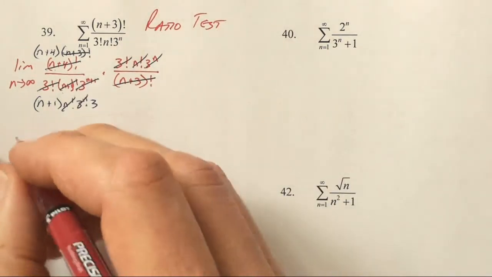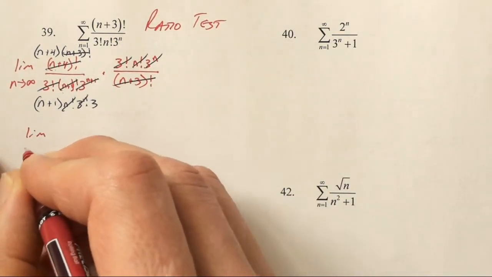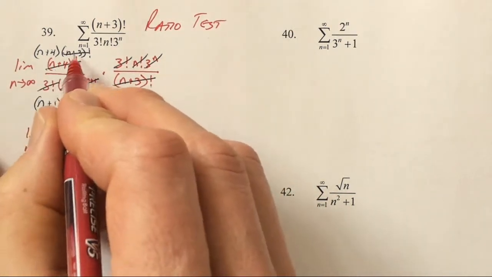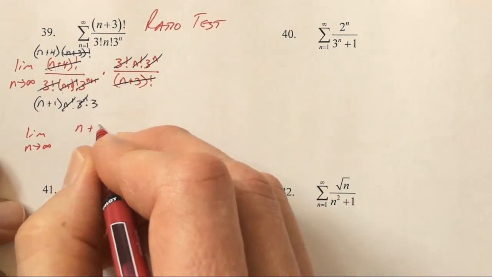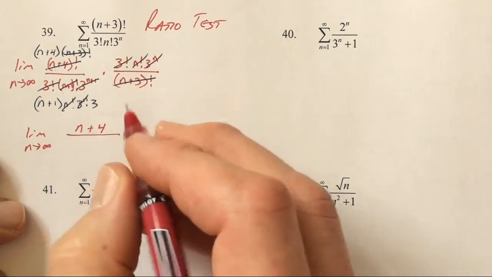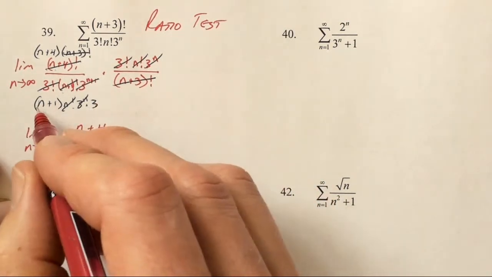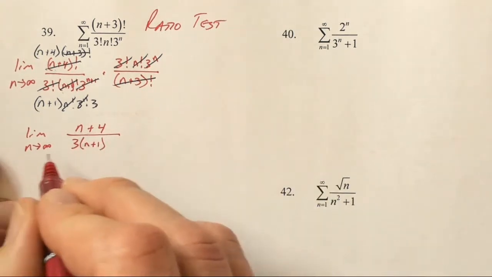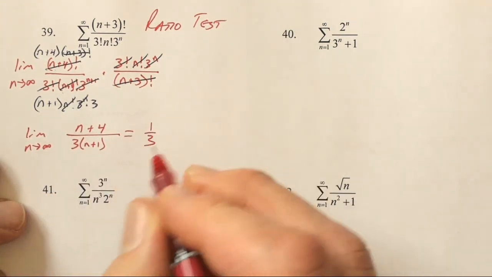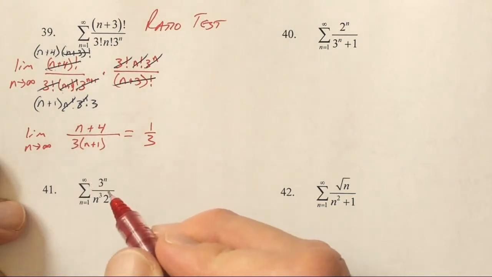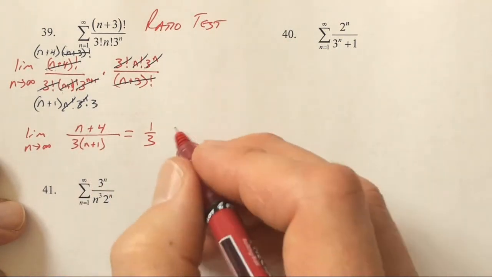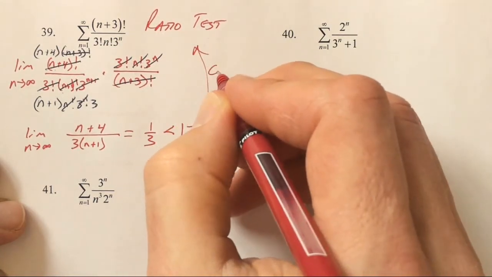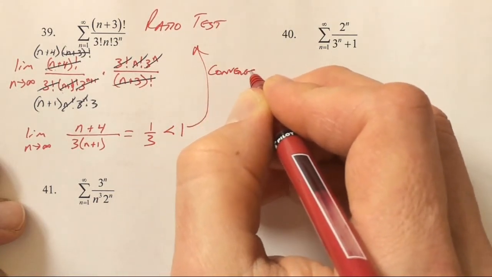This leaves us with the limit as n approaches infinity. In the numerator we have n plus 4. Everything else has been eliminated. In the denominator we have a 3 and an n plus 1. So we have 3 times the quantity n plus 1. This limit is equal to 1/3, because our leading coefficients are 1 over 3. And that value is less than 1. So by the ratio test, we know this series converges.